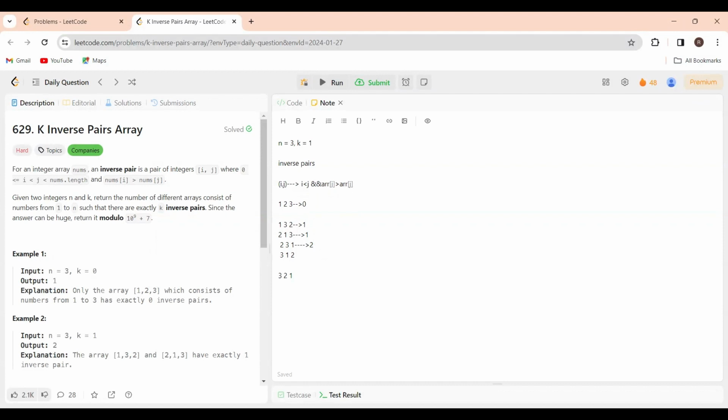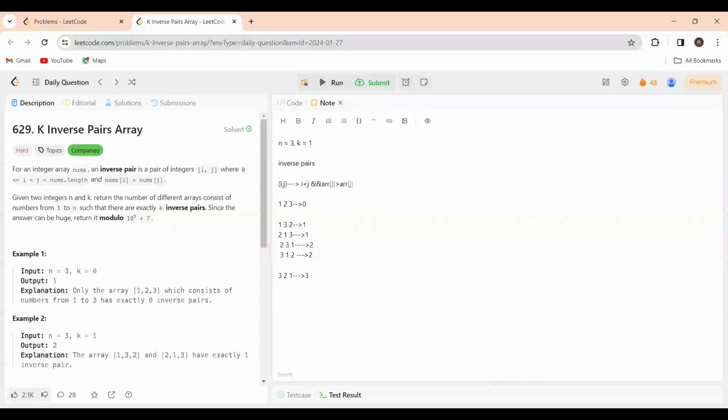So there exist two pairs here. If we consider this array, there also exist two pairs, right? Here also exist two pairs. If we consider this thing, 3 2 2 1, and 3 1 3 1 3 2, here exist two pairs, and here 3 2, 3 1 and 2 1, so here exist three pairs. So these are the inverse pairs that exist in different types of permutations of an array.